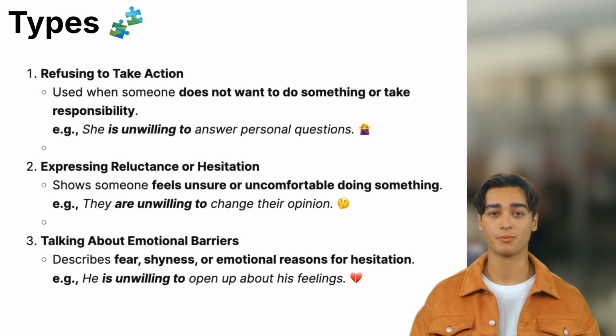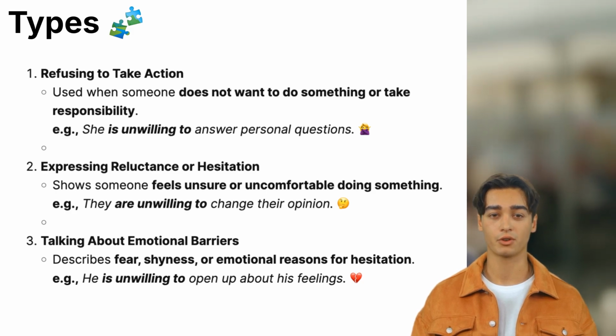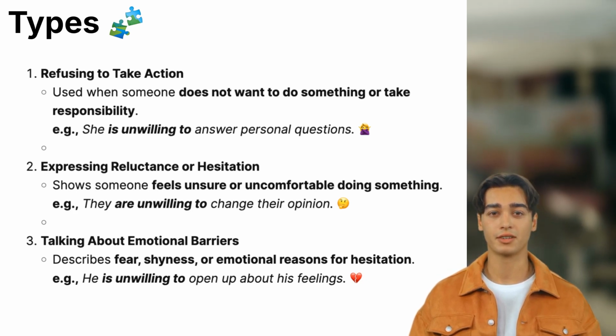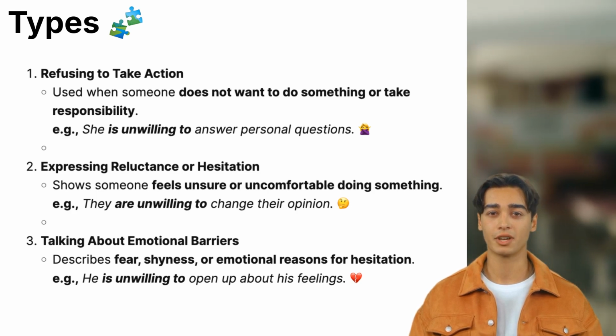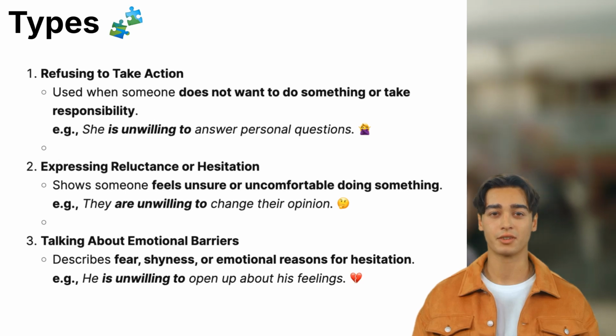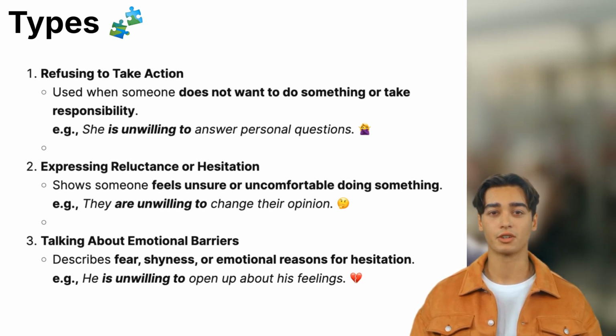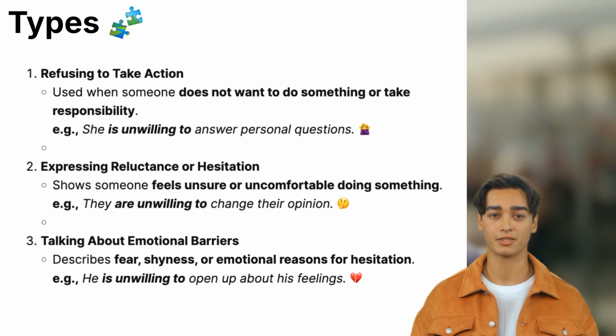3. Talking about emotional barriers. Use this when someone's feelings stop them from acting. It's common in emotional or personal conversations. Example: he is unwilling to open up about his feelings. He finds it hard to share his emotions. More examples: she is unwilling to talk about her past. They are unwilling to express their anger.